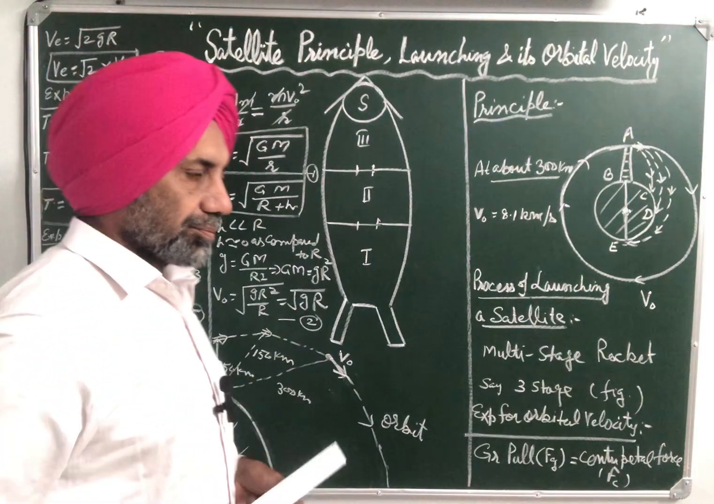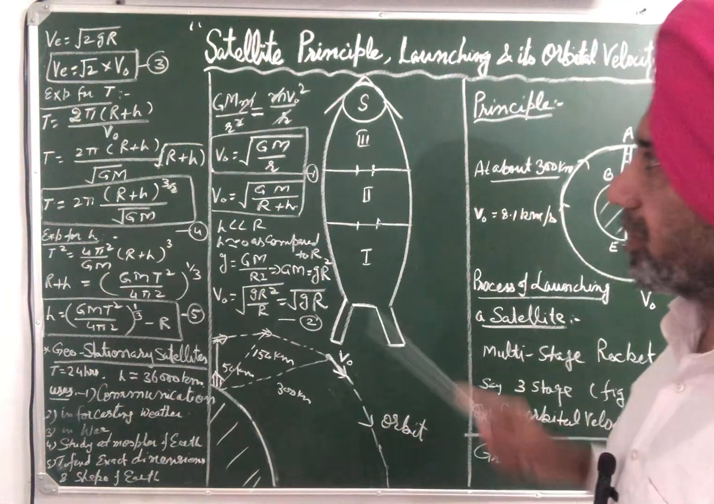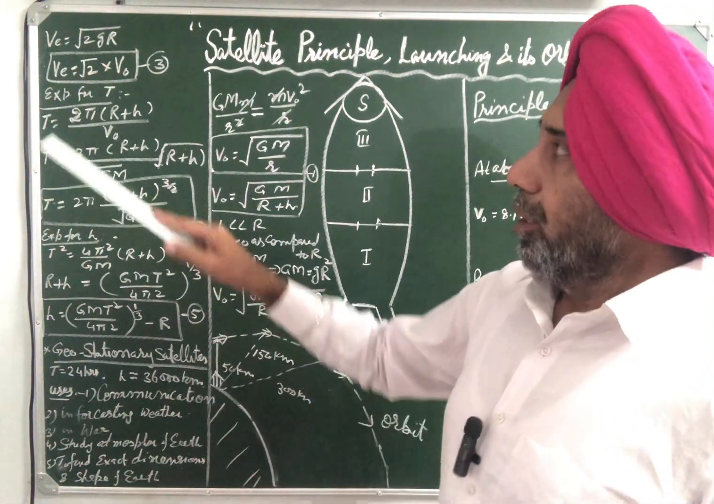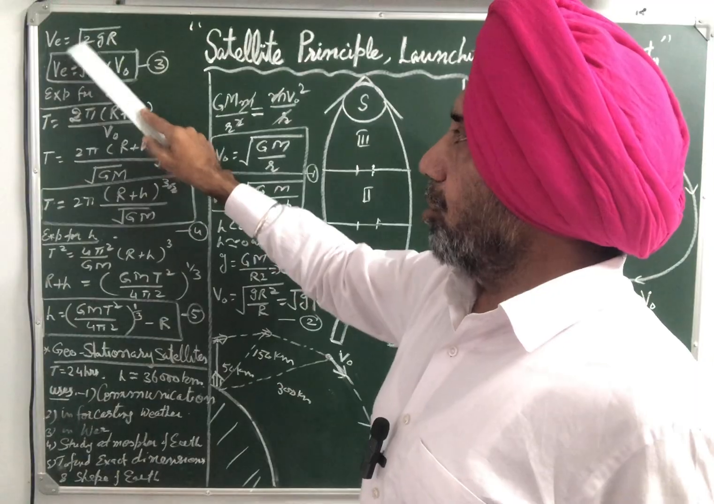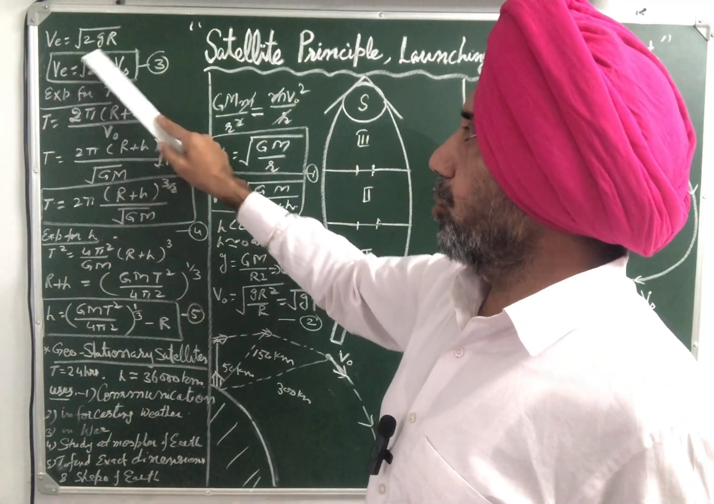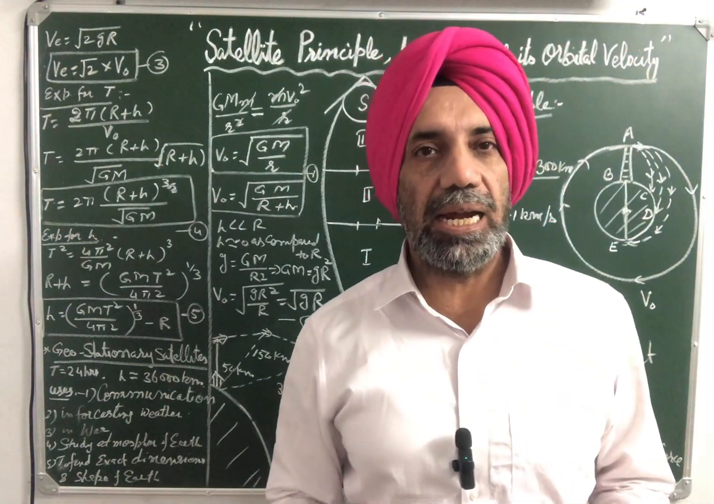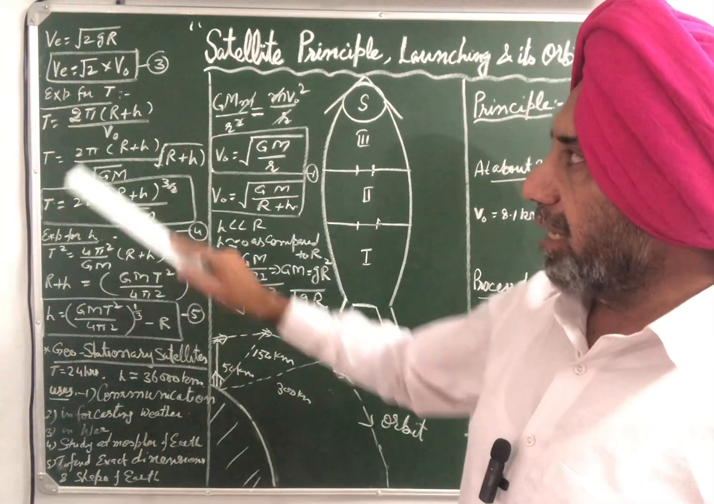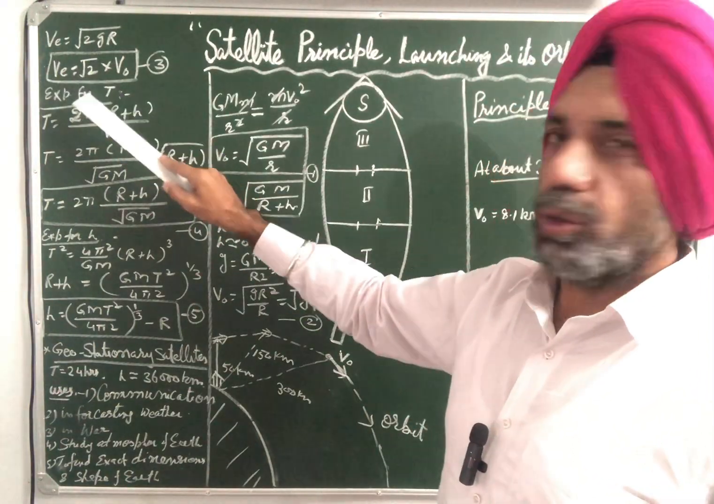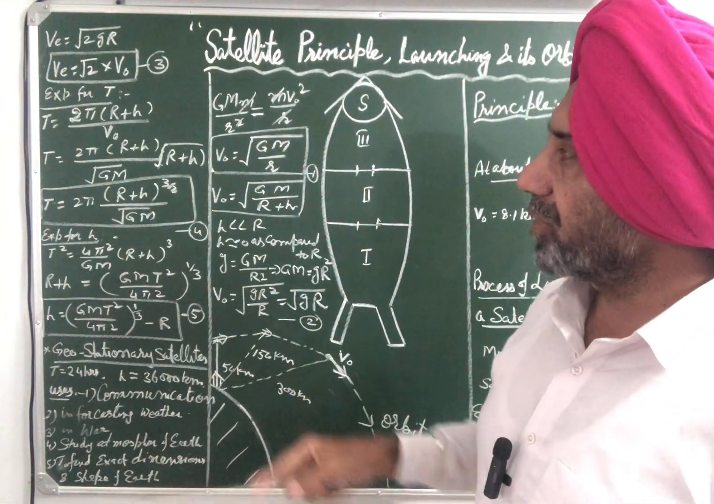So this is known as the expression for orbital velocity. Now, escape velocity v is equal to under root 2gR. Therefore, v is equal to under root 2 times v naught. This gives the relation between escape velocity and orbital velocity of a satellite. So, escape velocity of a satellite is equal to under root 2 times the orbital velocity of the satellite.